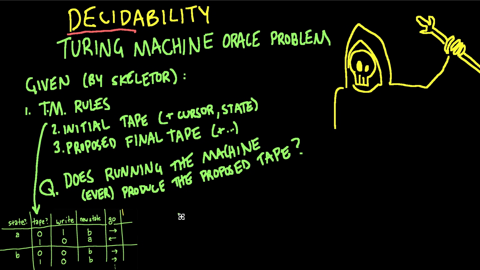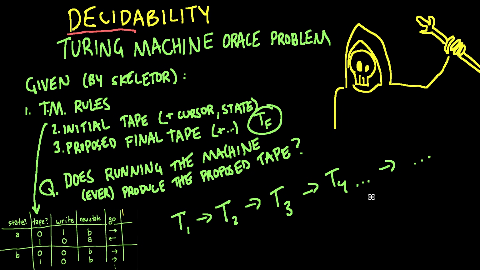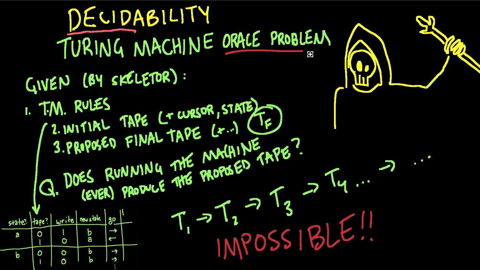And with a Turing machine, each step just looks at this tape state and transforms it to some next state, T1, T2, T3, T4, and so on. And there's no ambiguity about what I do. I just look up the rule and apply it. So the question is really, does this sequence contain that proposed final tape, TF? And amazingly, impossible. The oracle problem is undecidable.